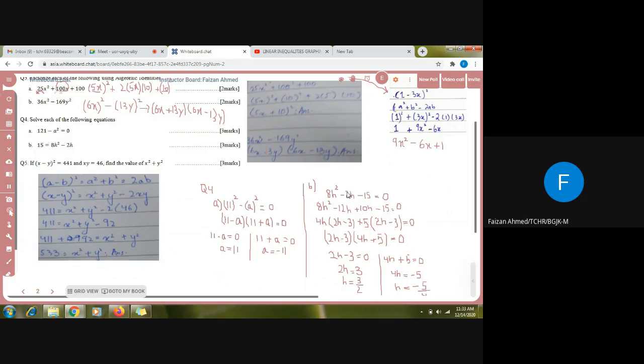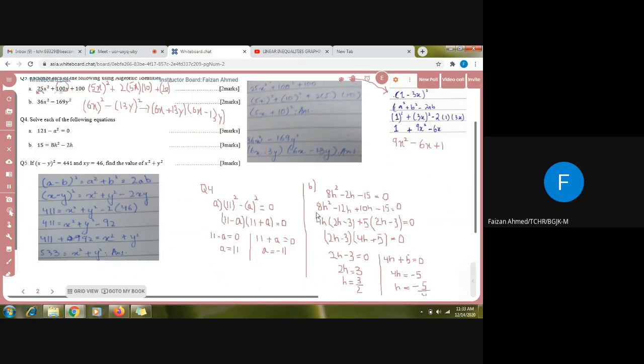So I have to break the middle term, and I know that 12 multiplied by 10 is 120. So the two factors are minus 12h and plus 10h. The first term will be as it is, 8h square. The last term will be as it is, minus 15. And now I will make pairs to take common.